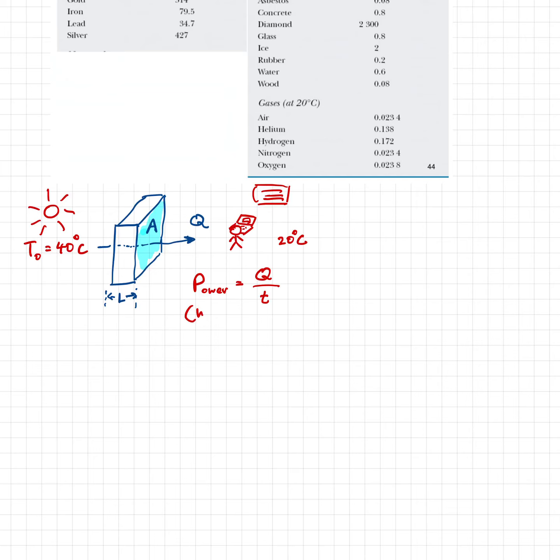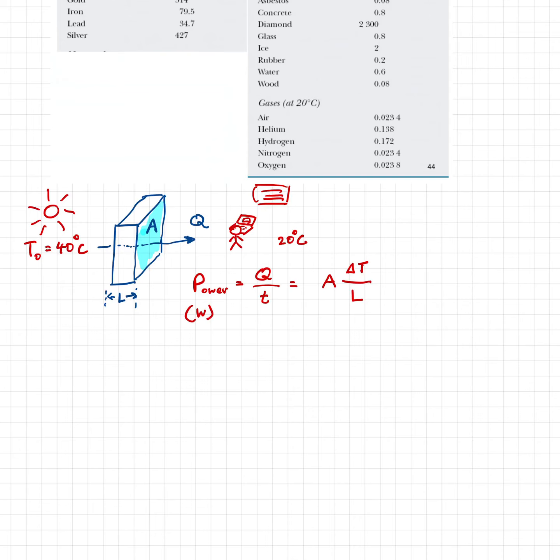Power has the unit of watts. So a watt is joules per second. And it's going to depend on a couple of things. It's going to depend on the area. The larger the area, the more heat transfer you have. The difference in the temperature, so T outside minus T inside, so that's delta T. And then divide by the thickness of your wall.